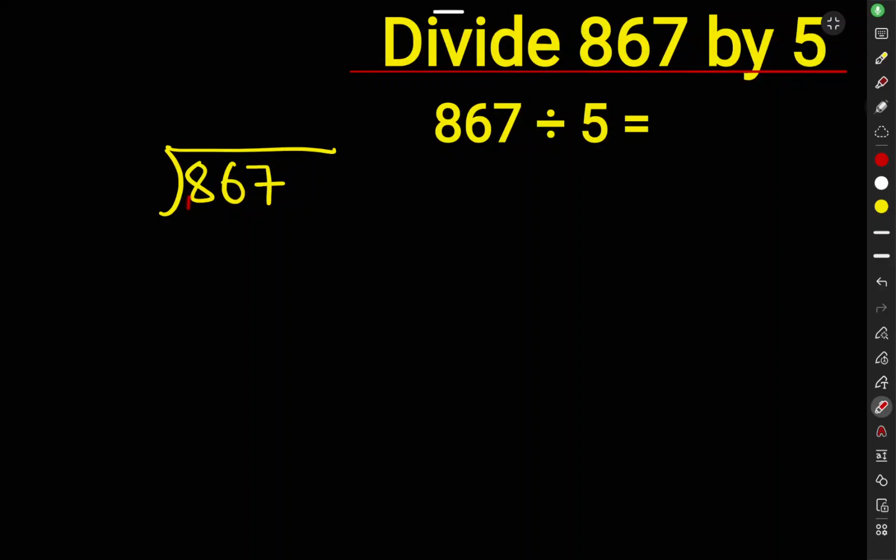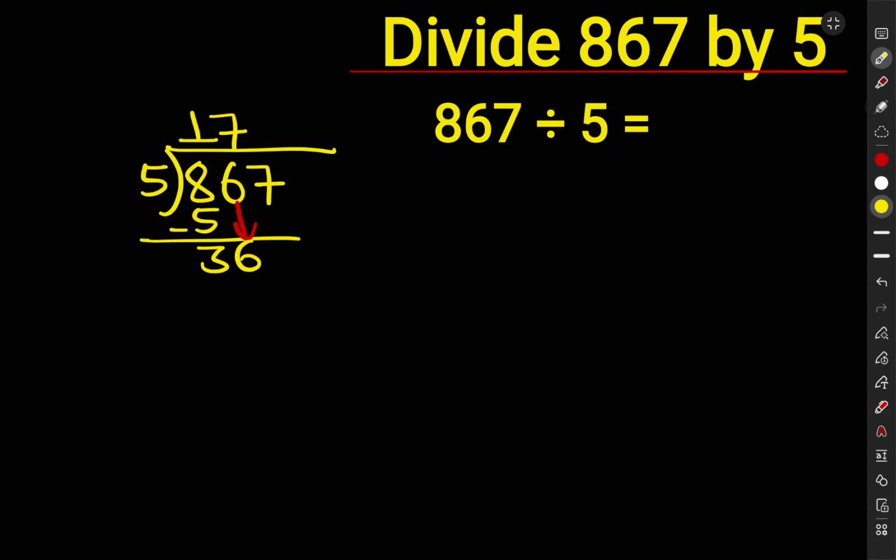We divide 867 by 5 in a long division method. 5 times 1 is 5. On subtracting, we get 3. So now we put down the 6 and it is 36.